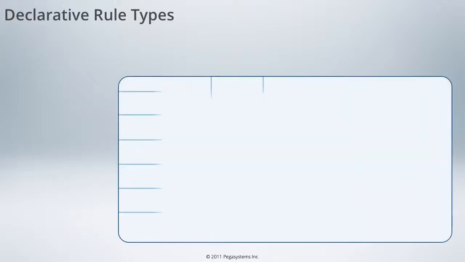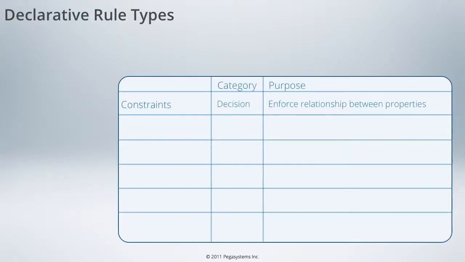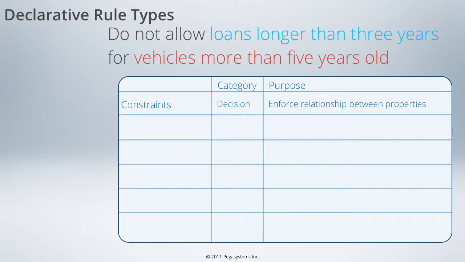PRPC provides 6 declarative rule types. Constraints. Define and enforce comparison relationships among property values. Constraints can provide a declarative form of property validation every time the property's value is touched, rather than the explicit validation provided by the property definition or validation rules. The system evaluates constraints automatically each time a property identified in a constraint is changed.